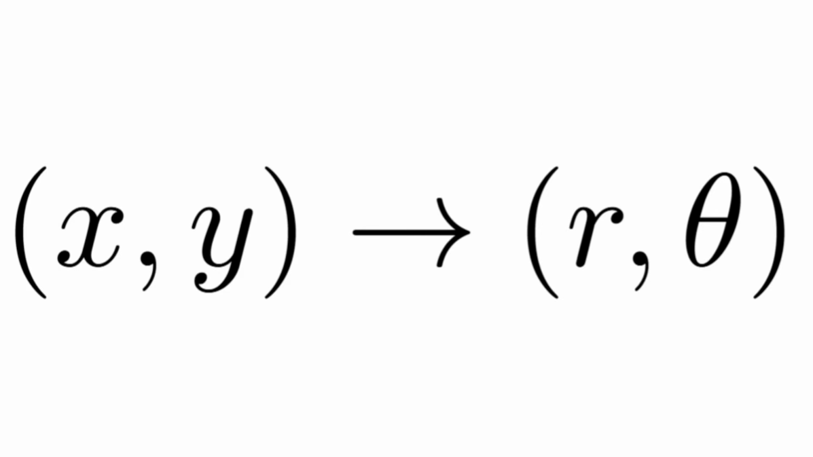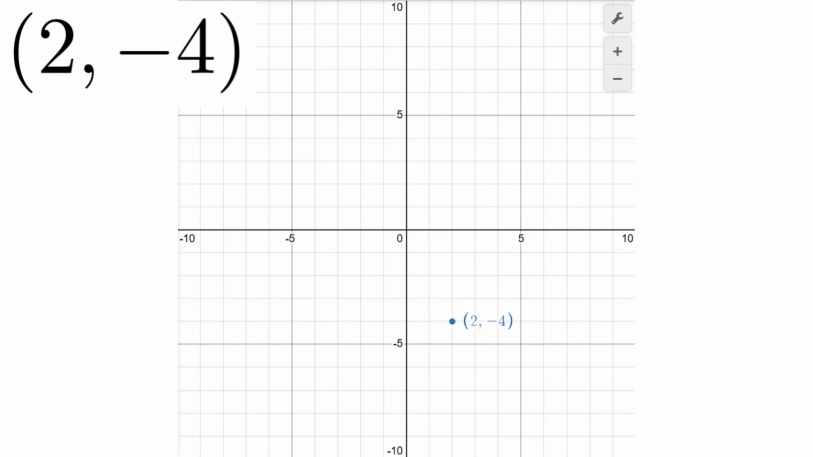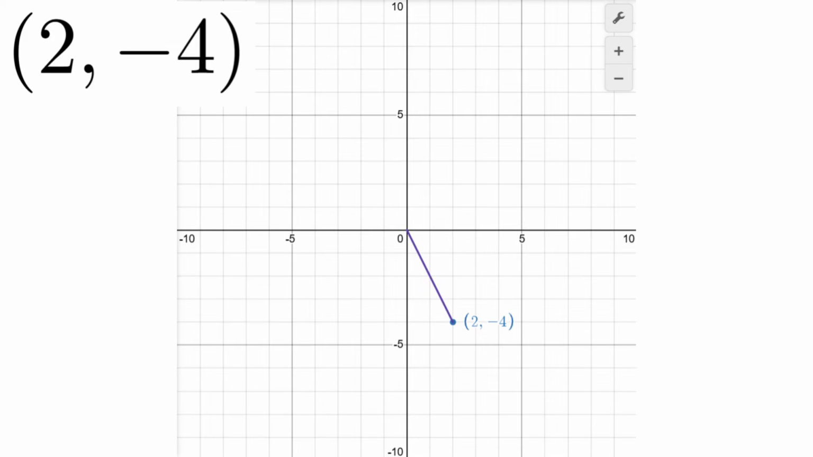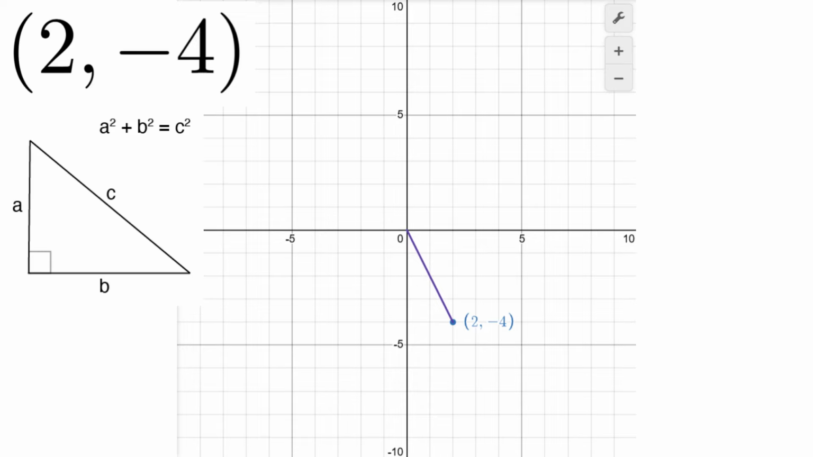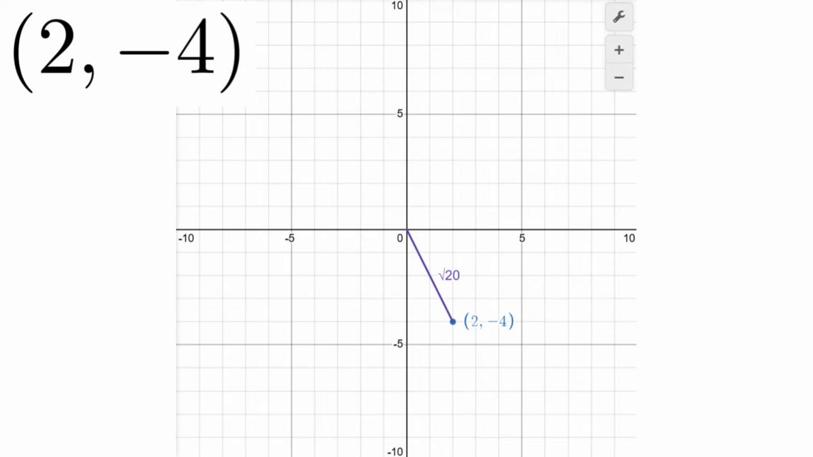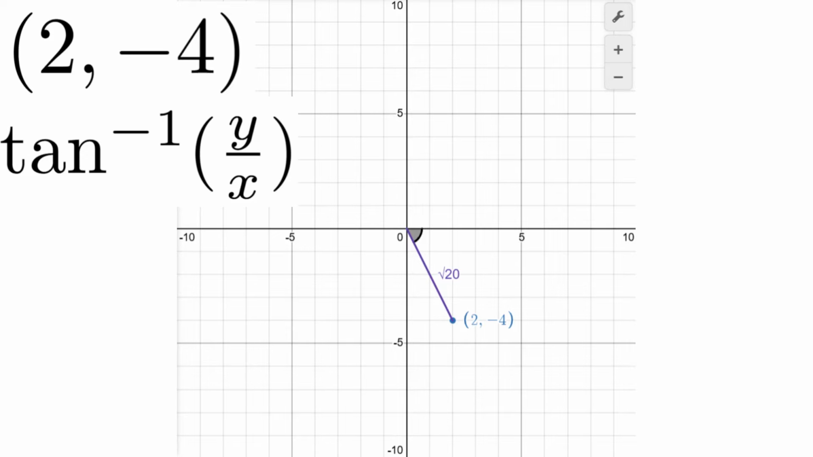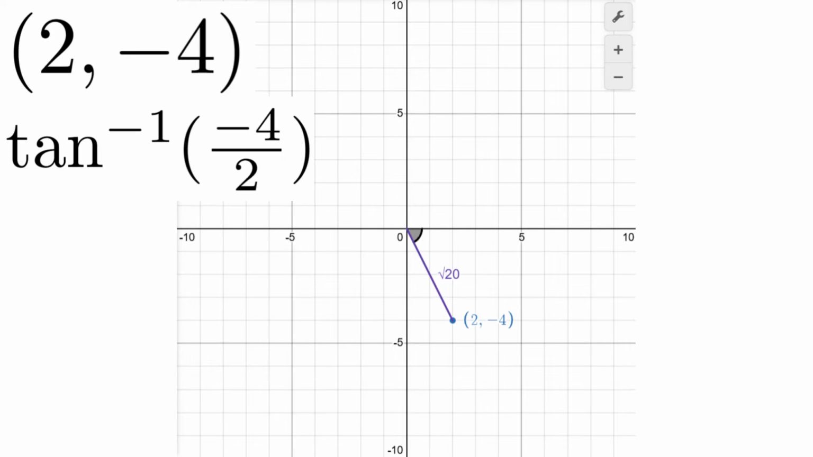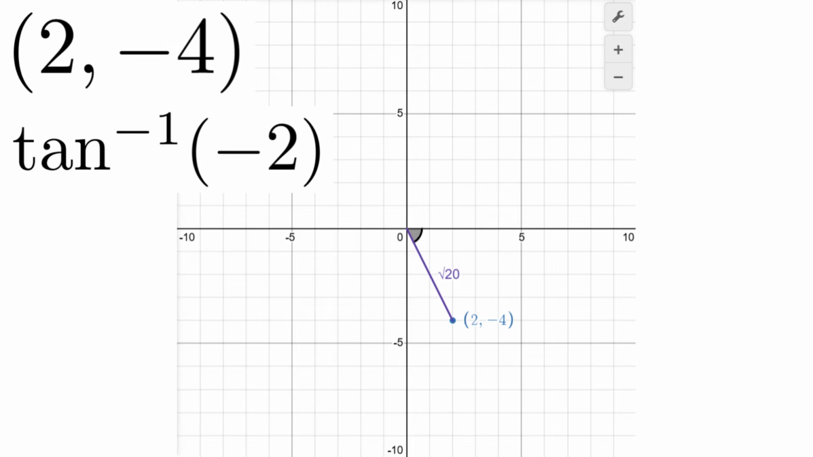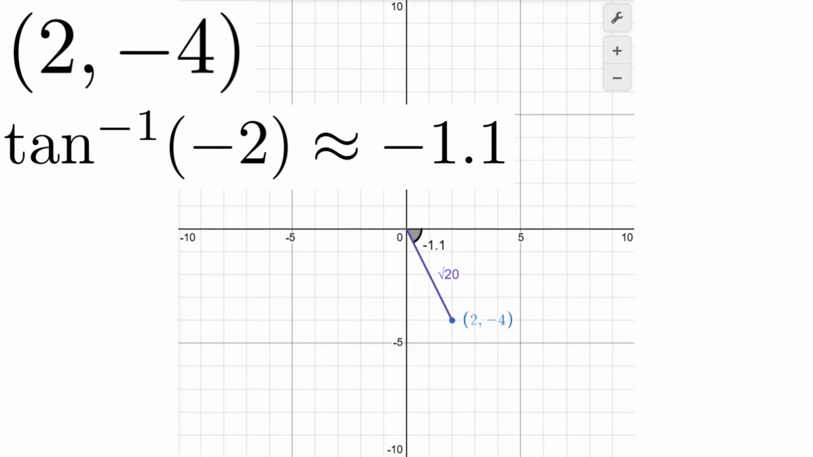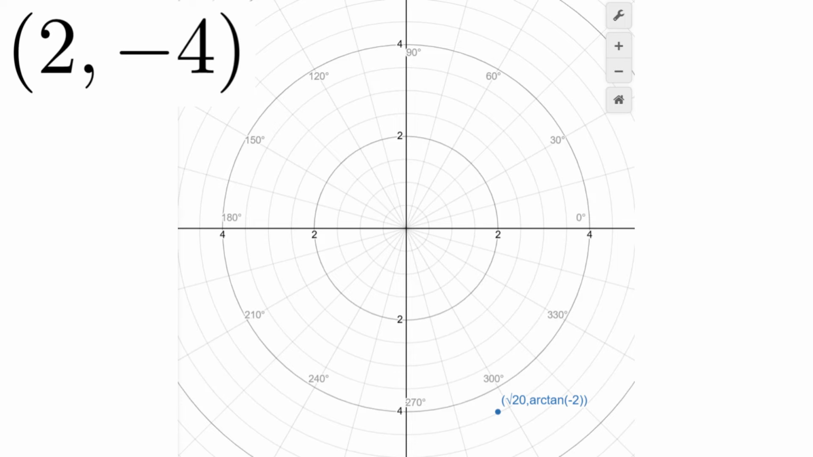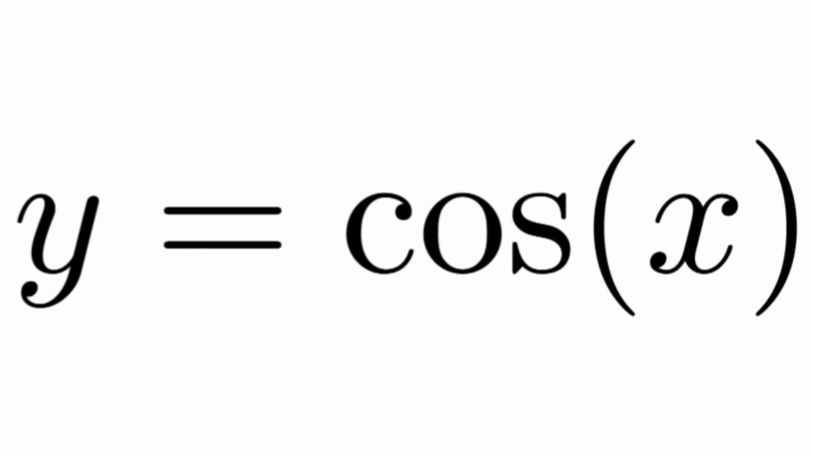Let's say we have a point like (2, -4). First, we need its distance from the origin to get r, and for that we can use the Pythagorean theorem to get it to be the square root of 20. Now, all we need is the angle. To get that, we can get the inverse tangent of the y value over the x value, which would be the inverse tangent of minus 2, which is roughly minus 1.1 radians, meaning in polar form, our point is (root 20, arctan(-2)).